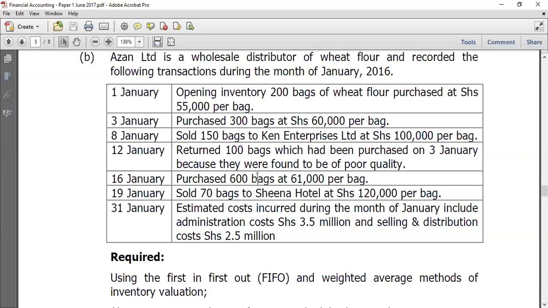Then we also have a case of a purchase here, which we are able to record. And then when we come to 19th January here, we have a sale of 70 bags. Now yours is to ask yourself, the last sale that we made was of 150, and it left us with 50 bags here. If we are looking at FIFO, that last sale left us with 50 bags here. So ours is to make sure we do what?